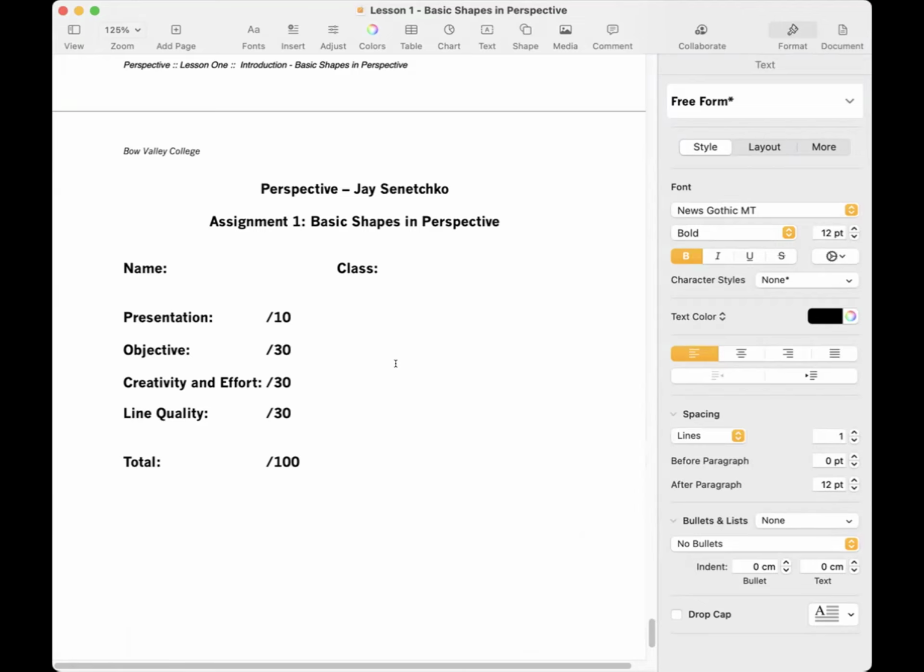Everything else is, do you know how to draw the objects that we went over today? And do they make sense? Basically, if there's one mistake and everything else is perfect, I'll give you the benefit of the doubt and won't deduct marks. But if there's multiple mistakes of the same kind or multiple kinds, that's where you start to lose 5 mark increments. For right now, if you get full marks on objective, you'll get full marks on creativity and effort and line quality.